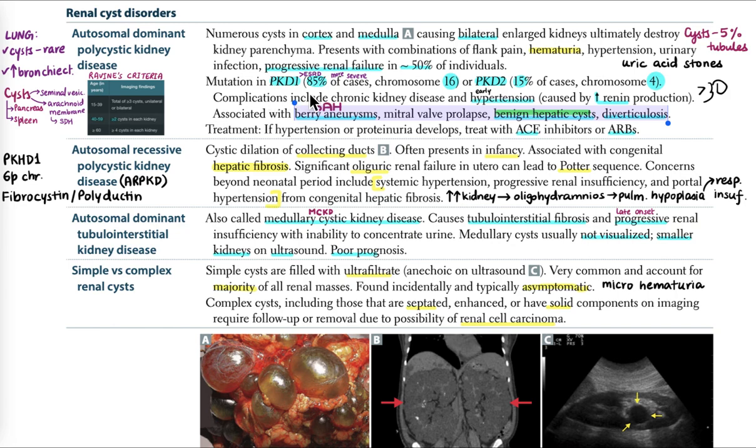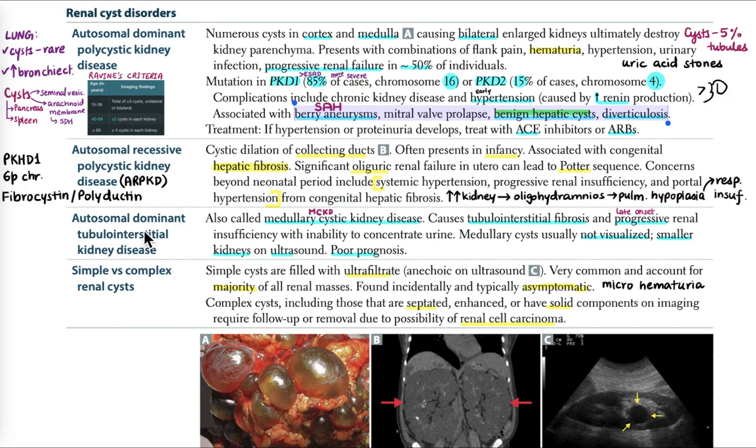And PKD1, all these genes and chromosomes have come. So now let's read through this. Renal cyst disorders: autosomal dominant polycystic kidney disease has numerous cysts in the cortex and medulla, but in recessive it is cystic dilatation of collecting ducts. So here it is cortex and medulla, and here it's collecting ducts.